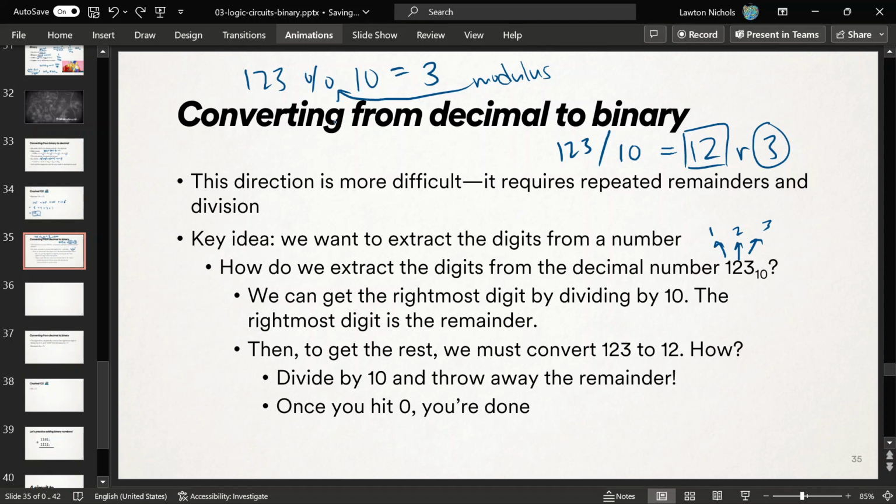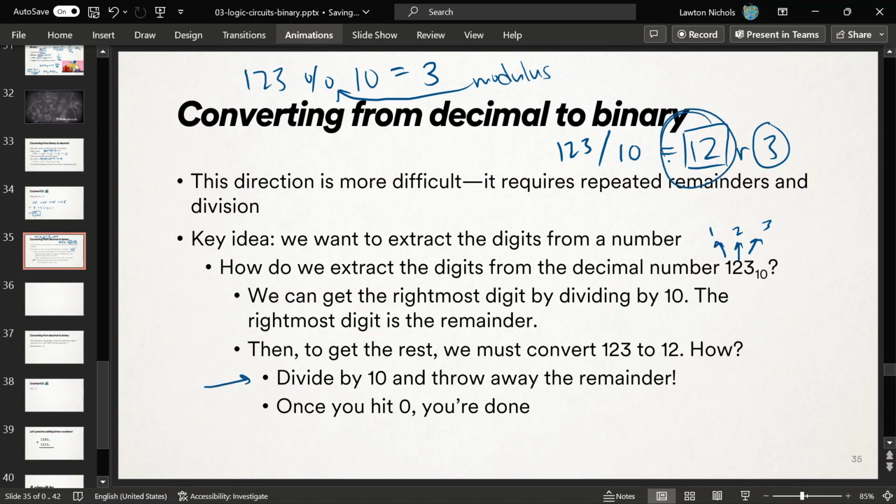Okay? So that'll get me the 3, and then if I know how to get the rightmost digit of any number, I just need to chop off the 3 and translate 123 into 12, because then I can get its rightmost digit and play that game over and over again. So how do I transform 123 into 12? Well, we can do division again.